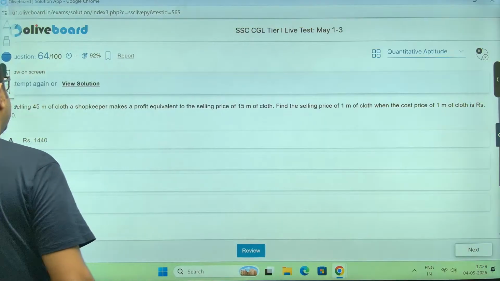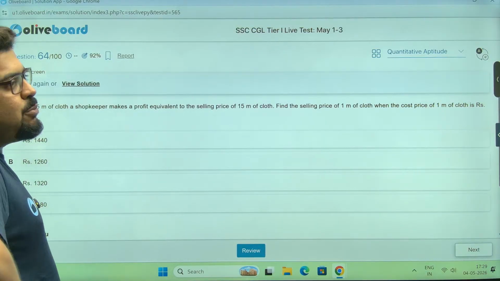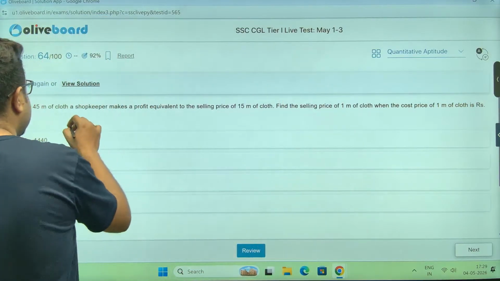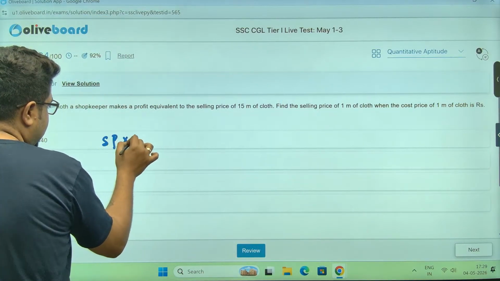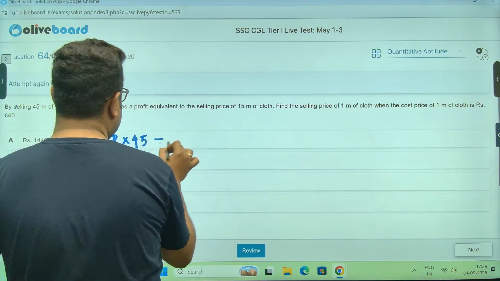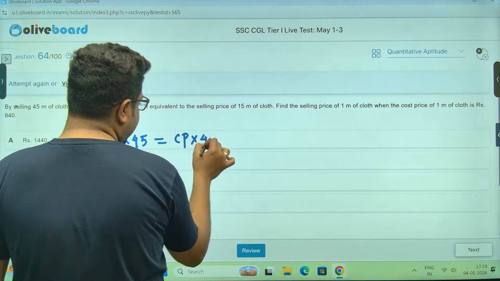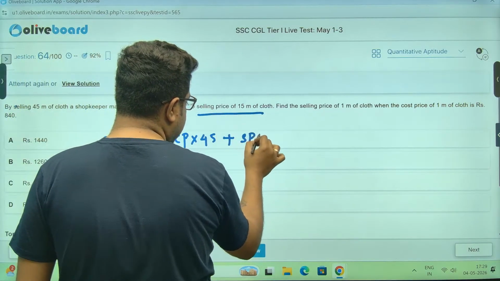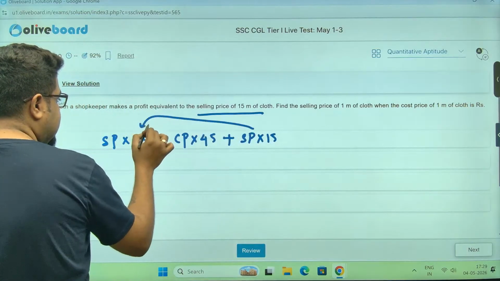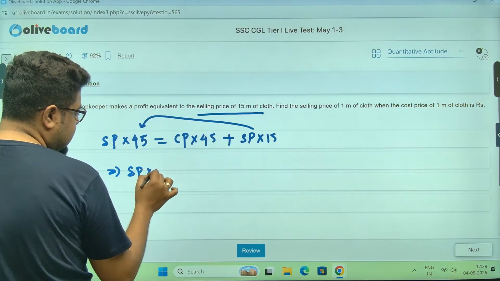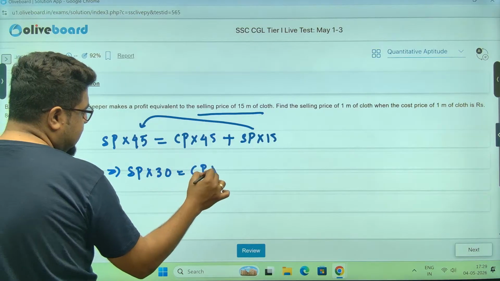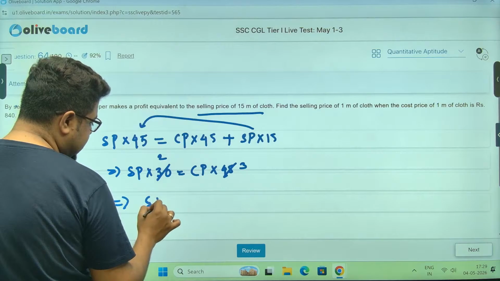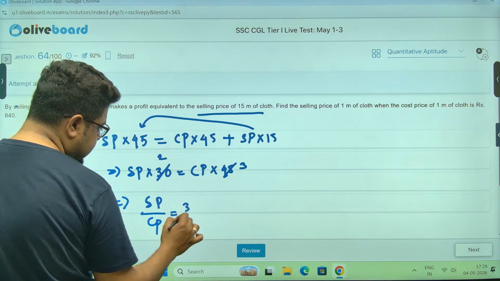Chalo. Next one, sir. By selling 45, acha sir, profit is given in terms of SP. Meaning, I told you make an equation. Write down an equation. SP of 45 meters of cloth is equal to CP of 45 meters of cloth plus the profit. Profit is SP of 15 meters of cloth. So take this to this side. So SP of 30 meters of cloth is equal to CP of 45. This is 3, this is 2. So SP by CP is 3 by 2.